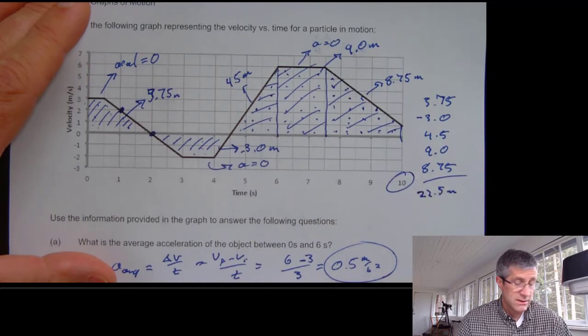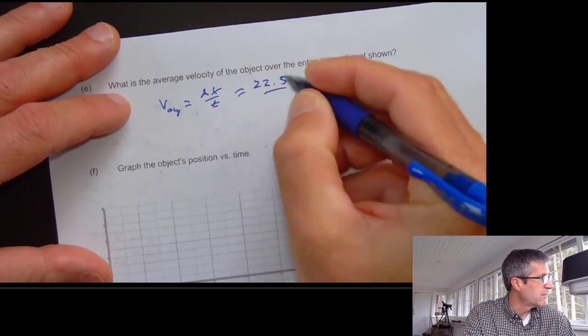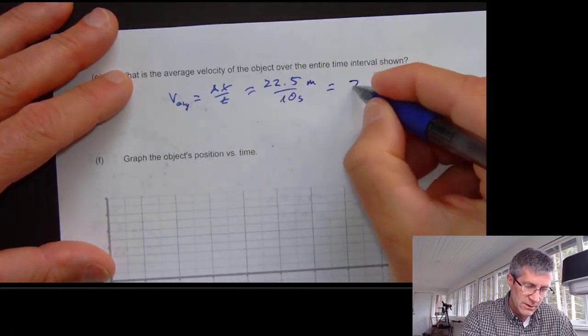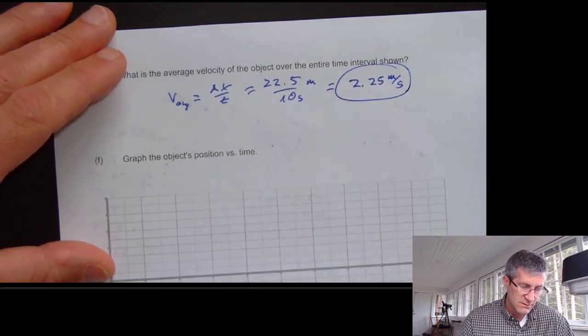And it took you 10 seconds to do that. So my average velocity is going to be 22.5 divided by the 10 seconds that it took you to do that. Right, so I'm going to end up with 2.25 meters per second positive.